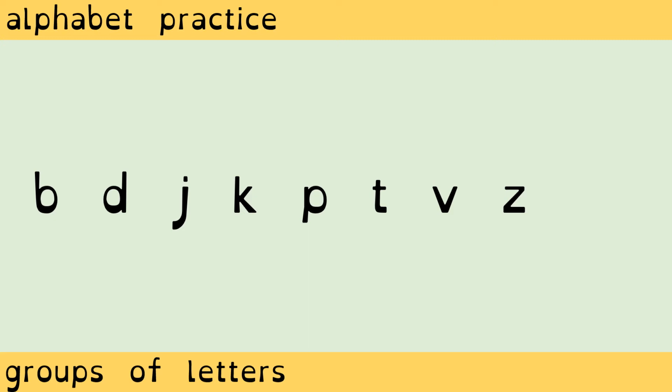So the letter B, for instance, makes the B sound, as in boy, base, beach, and so on. The letter D makes the same first sound as dog, dance, danger, and so on.